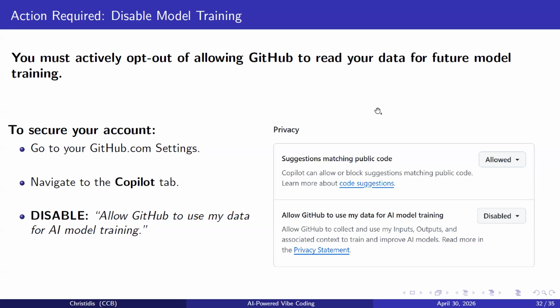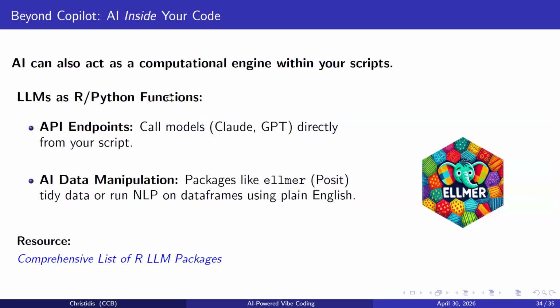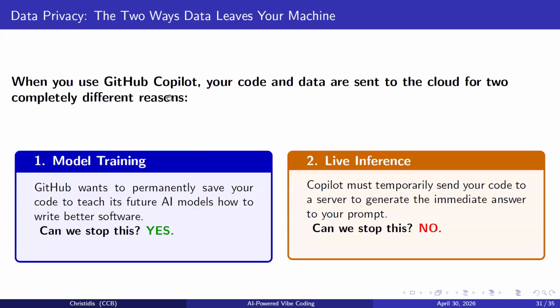But again, keep in mind that just because you've turned off model training, your data, if you're using a cloud-based model, will still end up going to some data center. So there's nothing you can do about this unless you're using a local model.